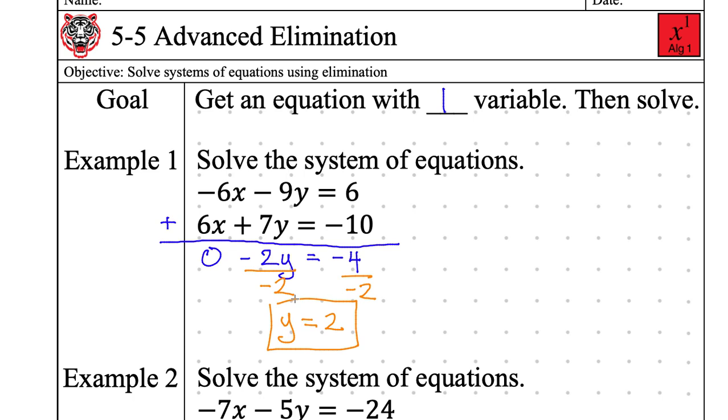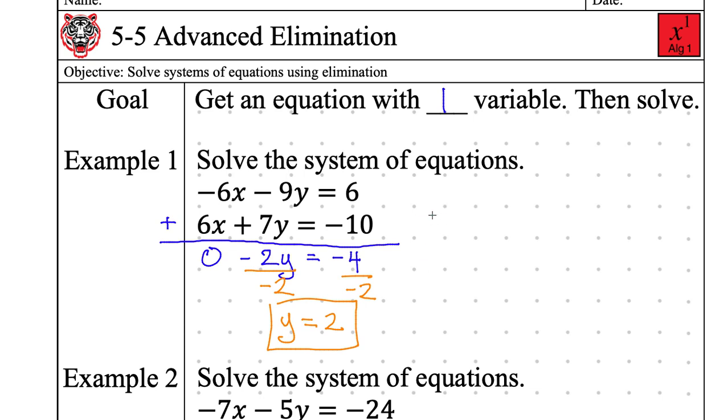What is the next step? Charles. The next step would be to plug in the variable to an equation. Yep, so y is equal to 2. Which equation do you want to plug into? I'm going to plug it into the bottom one. And does it matter which one you plug it into? Will you get different answers depending on which one you plug it into? No, okay, so plug it into the bottom one.